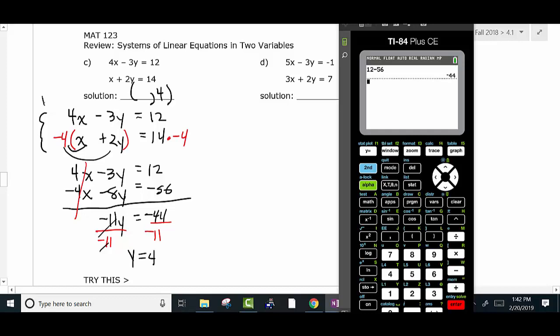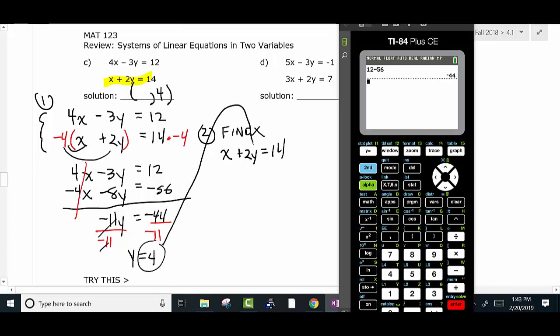So that's step 1, to do that elimination process. Step 2 is you have to find x. You pick either equation and plug in. To me, the easier equation is the second one. It's got nothing in front of x. I kind of like that, but it doesn't matter ultimately. So I'm just going to write down the second equation. I know that y is 4, so I just plug in the 4 for y, and then I can find x. So I'll have x plus 2 times 4 is equal to 14. So I have x plus 8 equals 14. Then I can subtract 8 from both sides. So I get x equals 6.